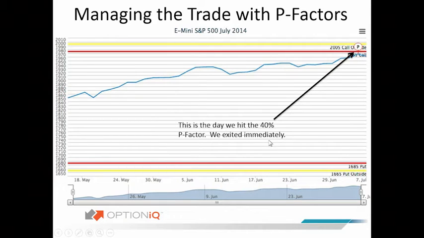We closed out the trade, and the whole key is we managed our risk. We took a loss, but we managed our risk. If we would have stayed in this trade and let it continue to go higher, we could have lost more money. So when we hit the 40, we manage the risk immediately. We get out, and we try to limit our losses as much as possible. That was in July of this year, and it's a good example of a trade that hits a 40% probability factor.